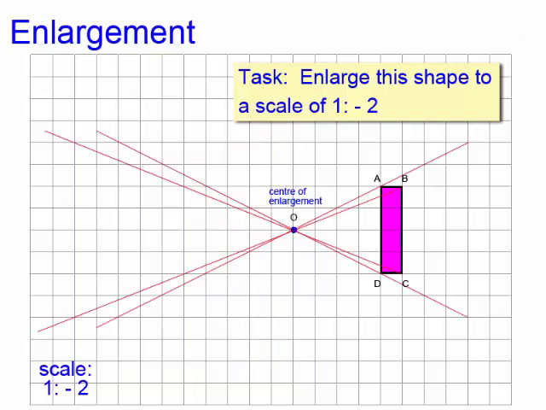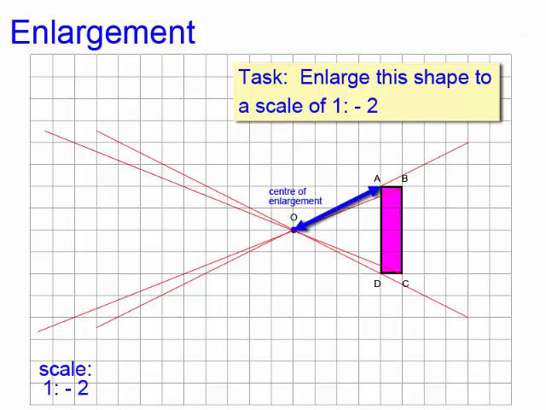We take the points A, B, C, and D and draw a line from each of these points through O. So the coordinates of our new shape will lie somewhere along these lines on the opposite side of the center of enlargement. And to find exactly where these coordinates are, we use our scale. Our scale being used is 1 to -2.